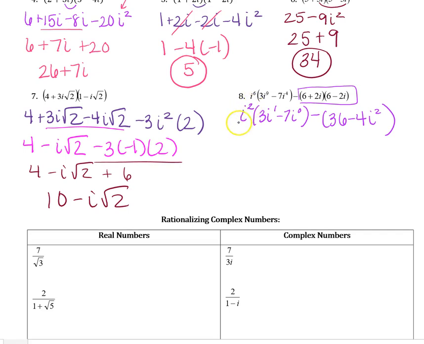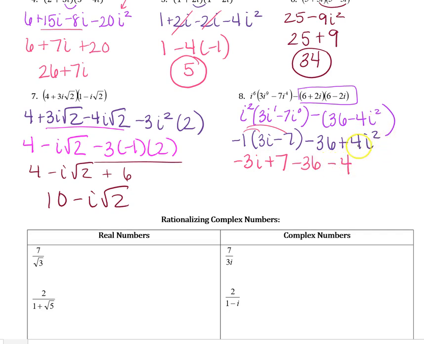Okay, I'm going to simplify. I've got i squared, which is negative 1, times 3i minus 7. And that's 7 times 1, really, because anything to the 0 power is 1. And 7 times 1 is just 7, well, negative 7. And then minus 36 plus 4i squared. Okay, so now remember, i squared is negative 1. And I'm going to distribute my negative 1 here. So I have negative 3i plus 7 minus 36 minus 4. And that's because, again, i squared is negative 1. So when I combine everything, I'm going to get negative 33 minus 3i as my final answer.